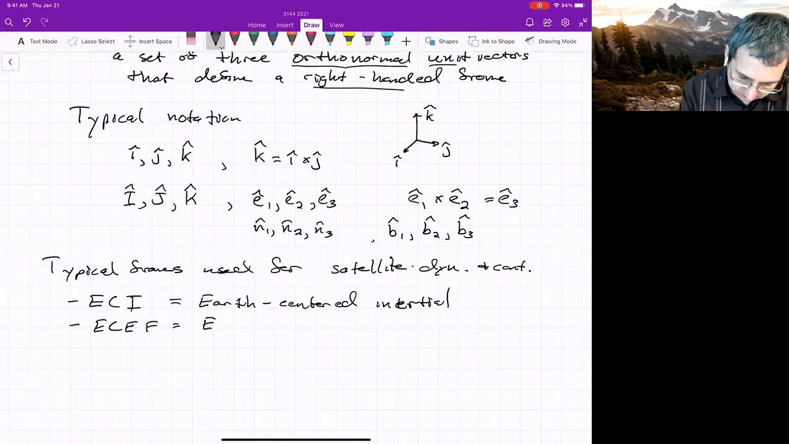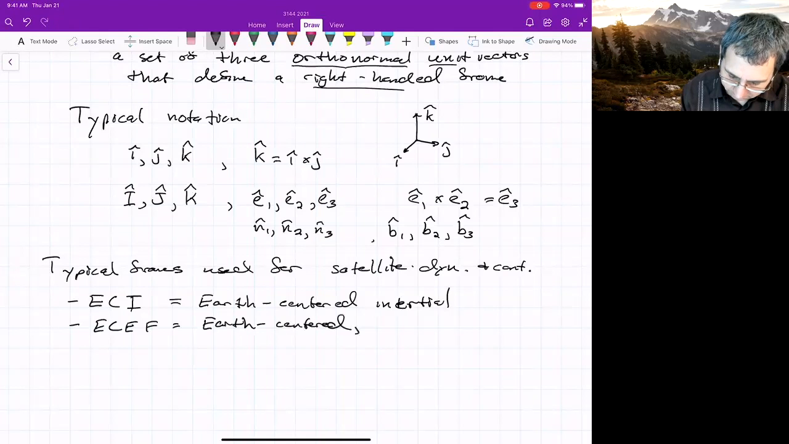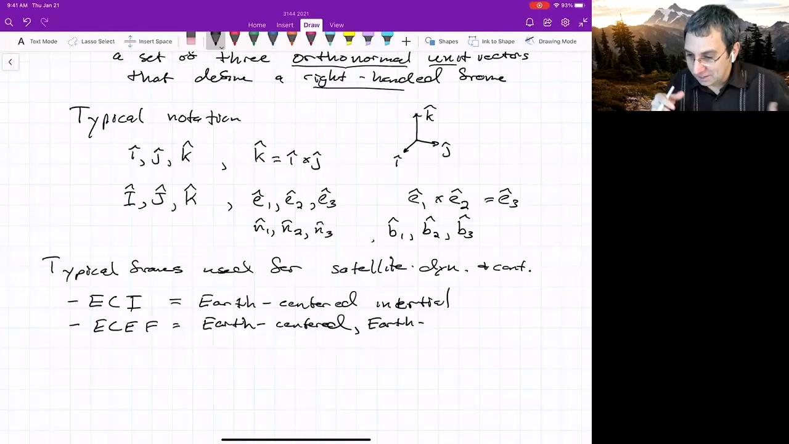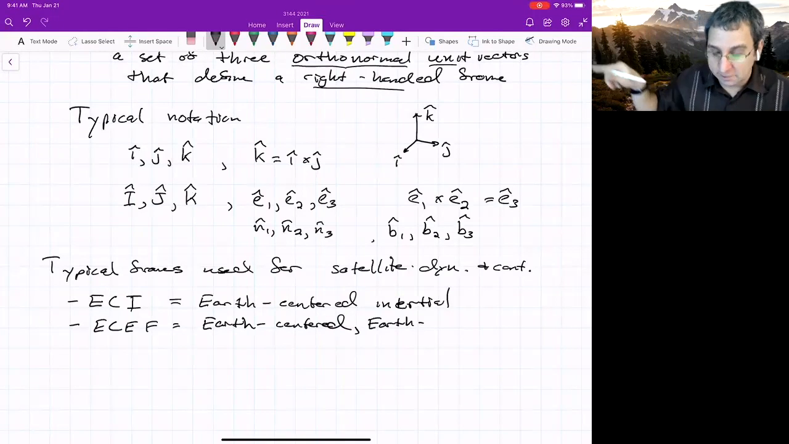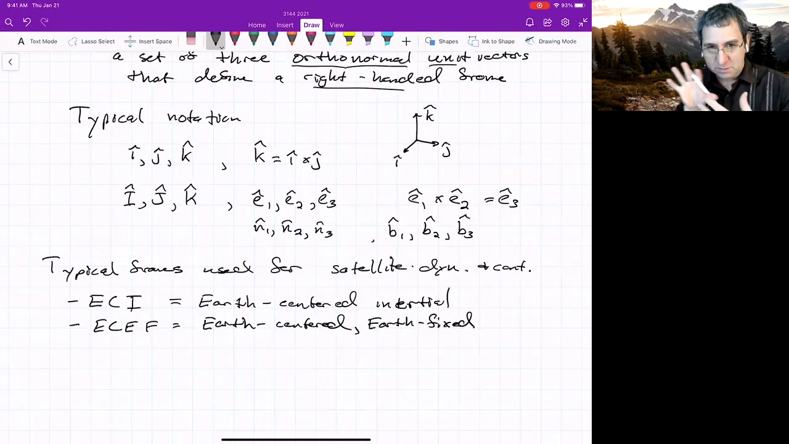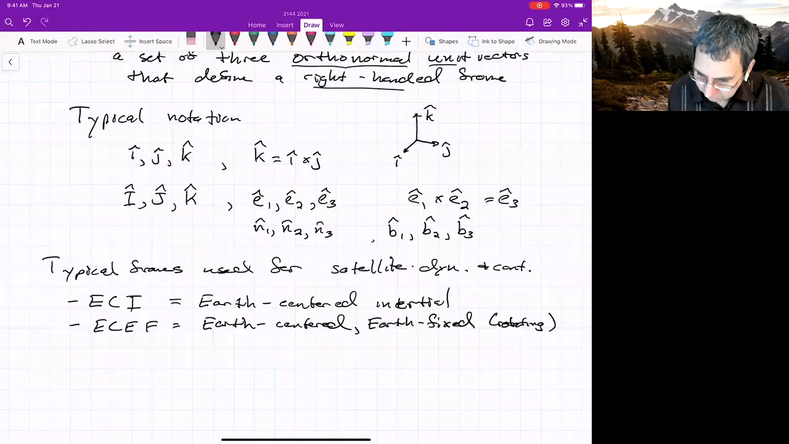Earth-centered, Earth-fixed. That means it's fixed with respect to the ground. So like I am right now at rest with respect to the Earth-centered, Earth-fixed. If I was at rest with respect to Earth-centered inertial, I'd be flying that way. Okay, so this is Earth-fixed. That means it's a body-fixed frame attached to the Earth as it's rotating around. So this is a rotating frame. It's one we know and love.